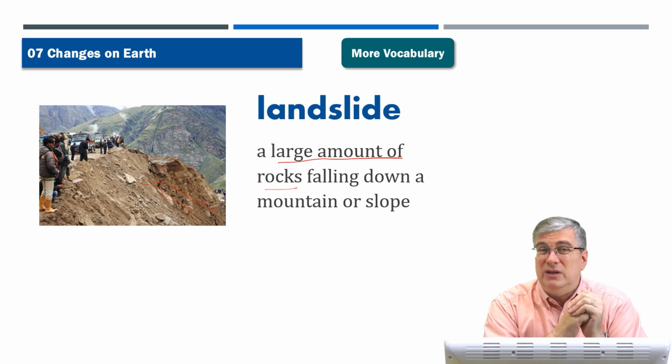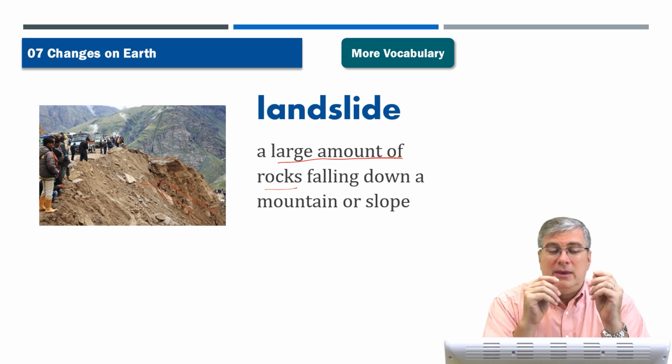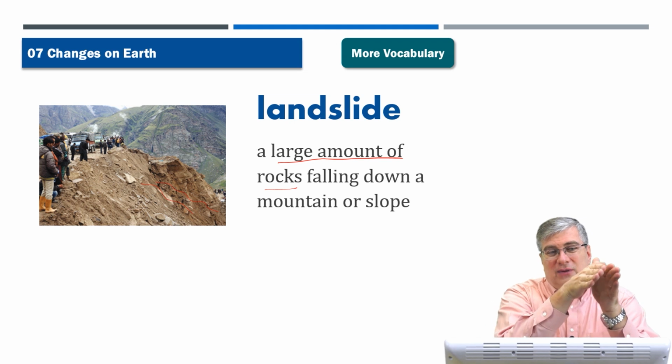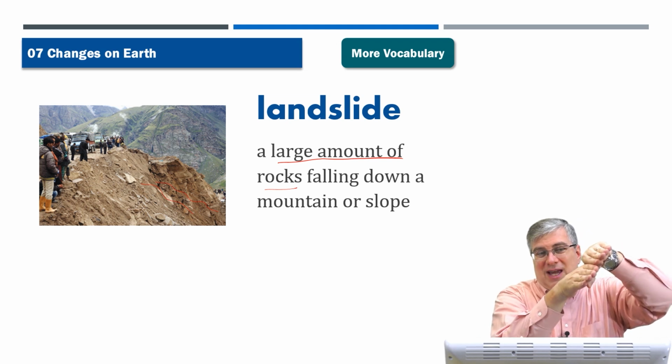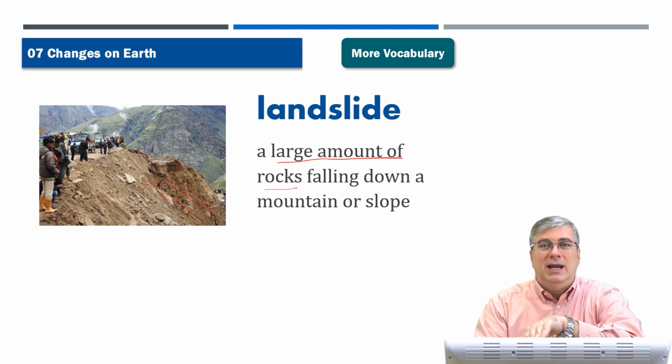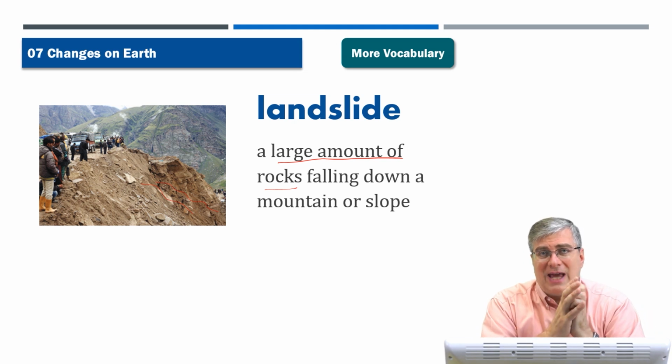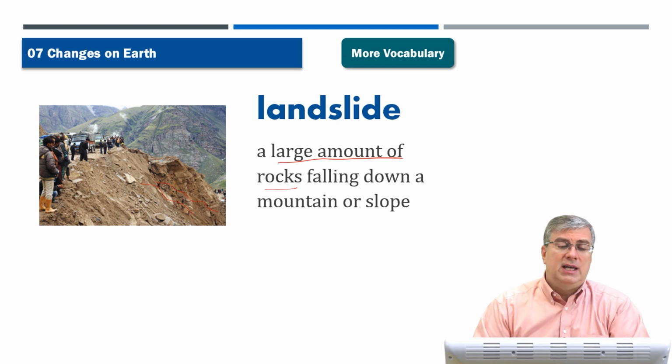It could be mud too. If there's a lot of rain, the dirt becomes very wet. It has a lot of water in it. It becomes heavier. If it's on a slope, of course, it gets heavier. It might suddenly fall down. And if there's a village or town down below, that is a terrible disaster. Sometimes we read about those in the news.